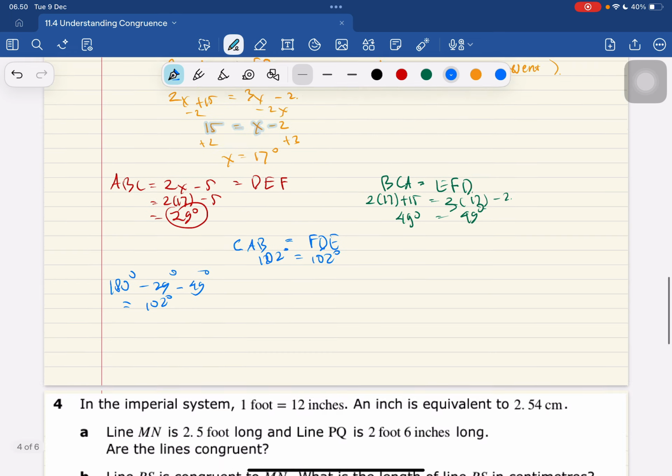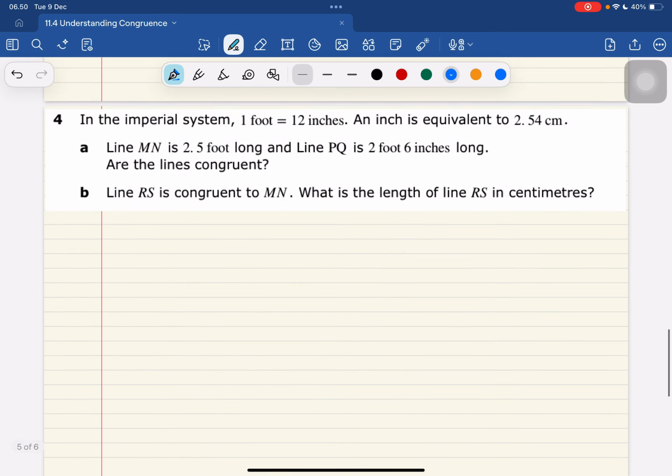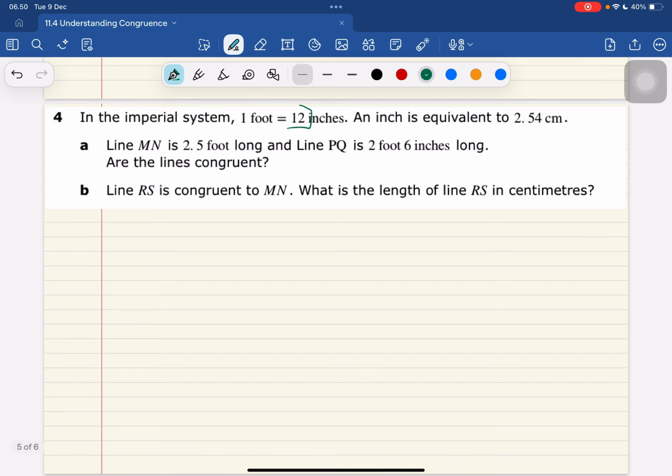Okay. Number 4. In the imperial system, 1 foot equal to 12 inches, 1 inch equal to 2.54 centimeter. Line MN is 2.5 foot long, and the line PQ is 2 foot and 6 inches long. Are the lines congruent? So we have to check it.